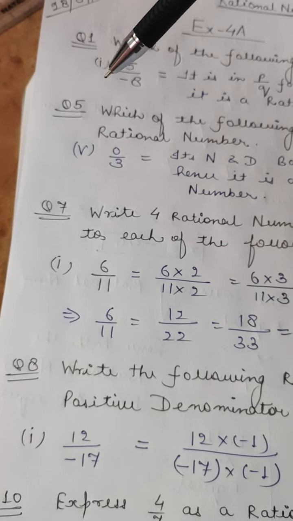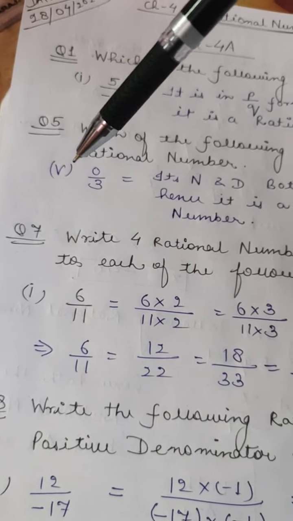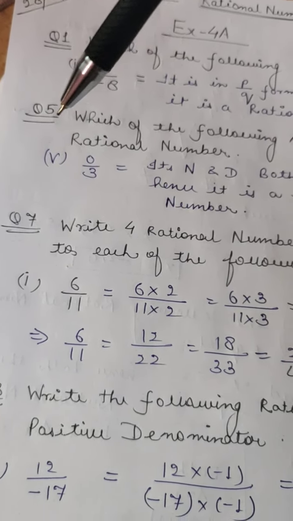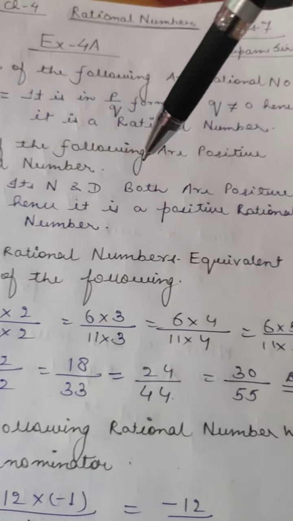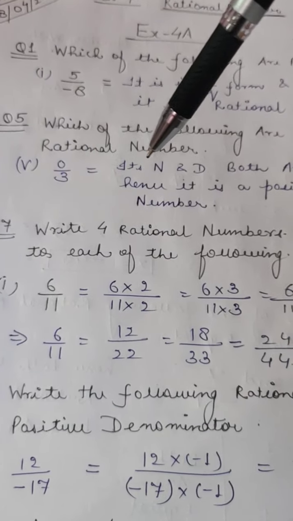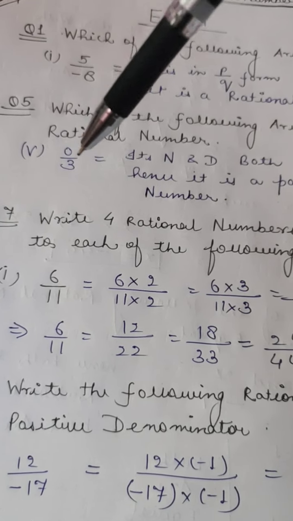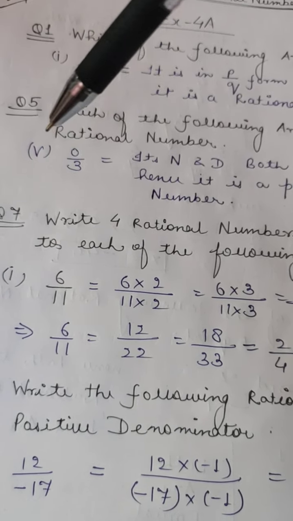Next, questions number 2, 3 and 4. You do them by yourself because those questions are quite simple. Question number 5 I have solved. Which of the following are positive rational numbers? You have to find whether the given rational number is positive or negative. I have solved the fifth part.